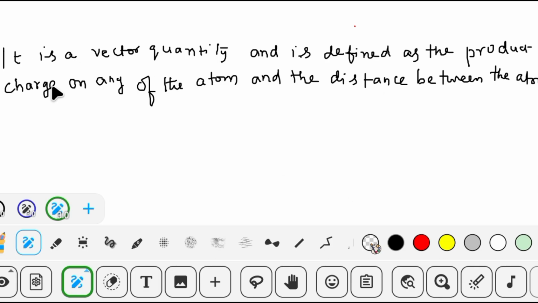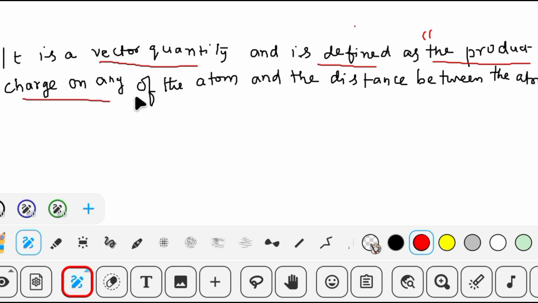It's a vector quantity. As of now, whatever you studied in the class, you can give a definition like this. Dipole moment is a vector quantity, and anyone who asks you, give this answer. It is defined as the product of the charge on any of the atoms and the distance between the atoms. If you give this definition, surely they will give you marks.